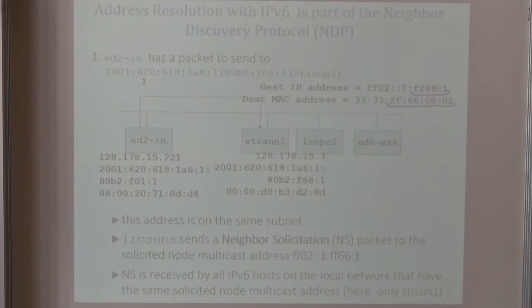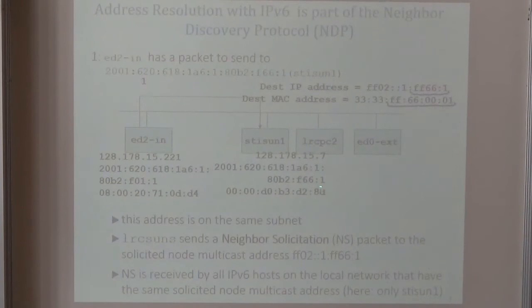They send it to all machines that have the same last, I believe, 24 bits as this address. So you take the end of this address here. This is the IPv6 address. It's long. It overflows on 2 lines here.